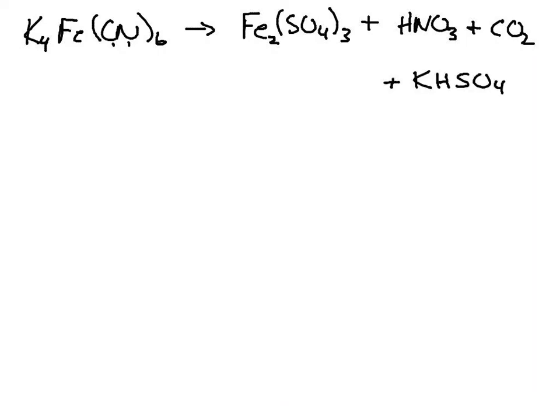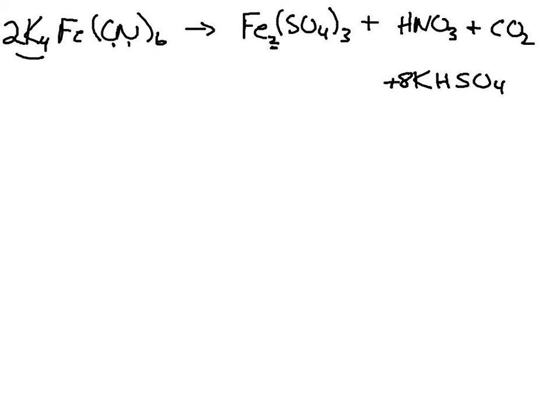Now let's begin balancing. Let's balance everything. Now I've got 2 irons on this side, so this is going to require a 2 right here. That's going to give me 8 potassiums, so I'm going to need 8 of these. Good. Now you do the hydrogens, oxygens at the end, and we'll do that.